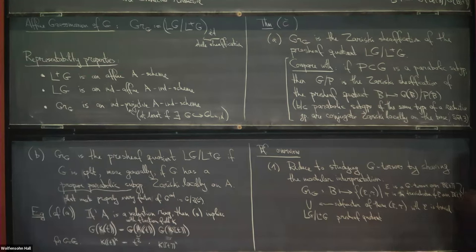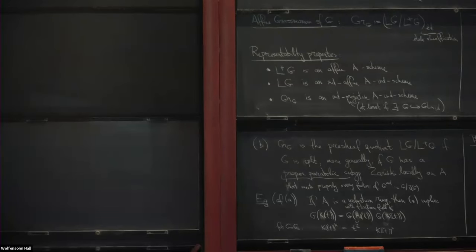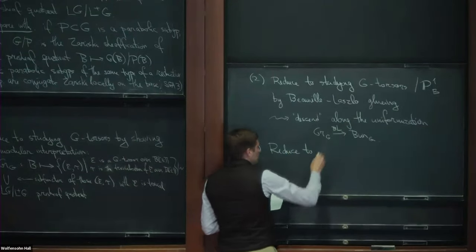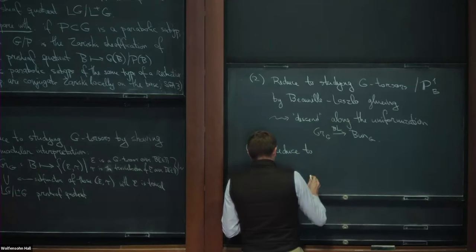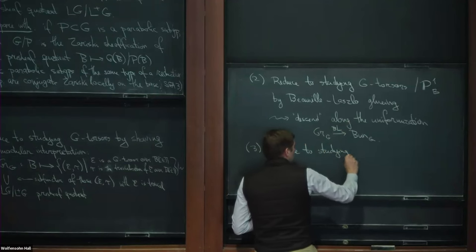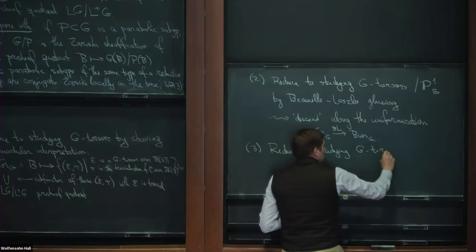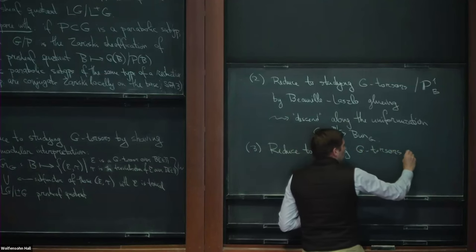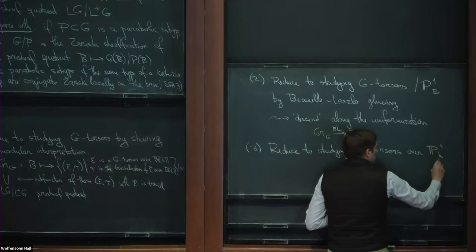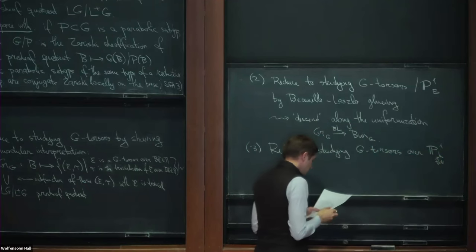Okay, and now most of the work happens in a third step to analyze these G-torsors over P1. And here, roughly, the strategy is to reduce to the case when B is just a field, a familiar situation. So reduce to studying G-torsors over P1 over a field K, which is one of the residue fields of B, a variable residue field.